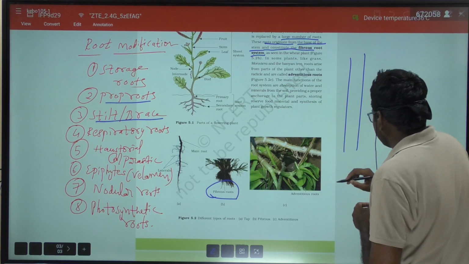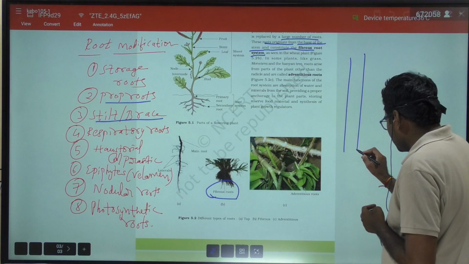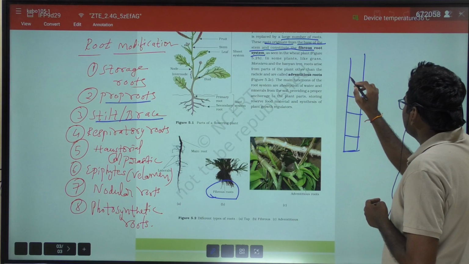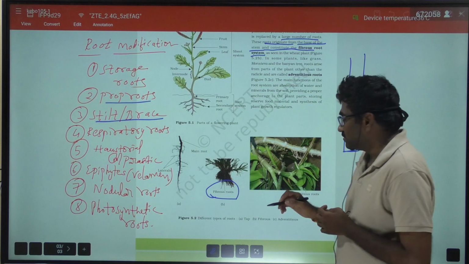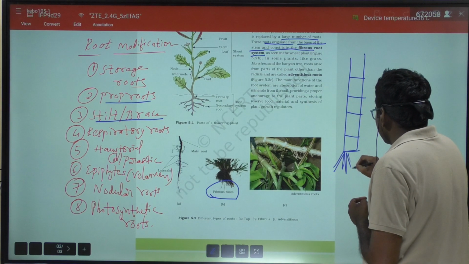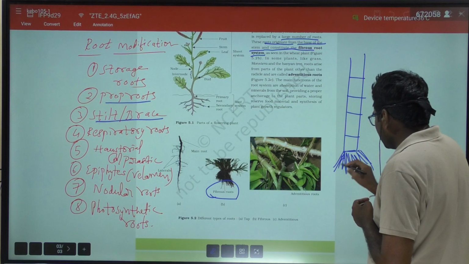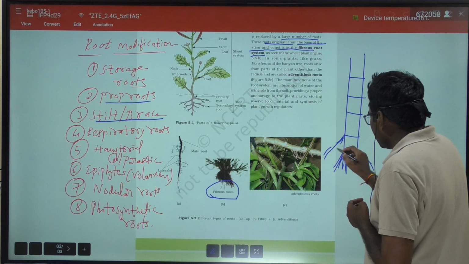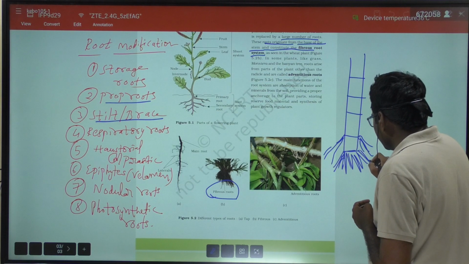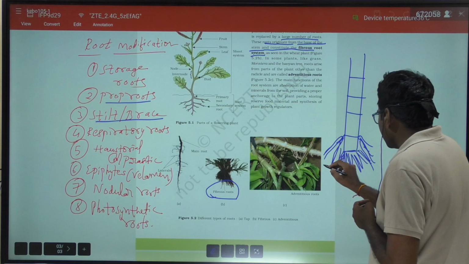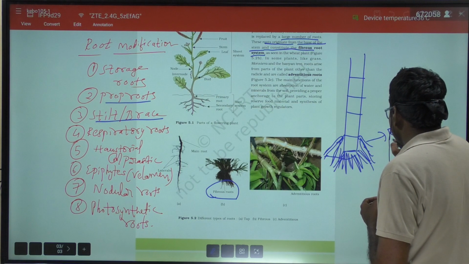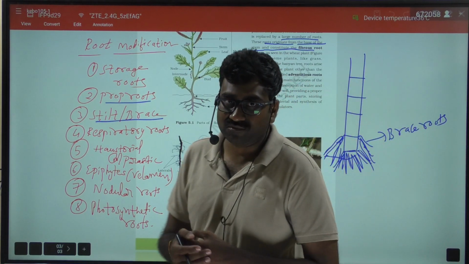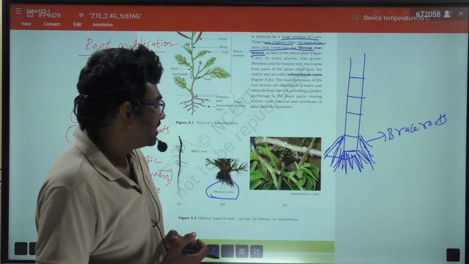this is a maize, and here these are the nodes, and the space between the nodes is known as internodes, and these are the fibrous roots. Especially a large number of roots arise from the lower node of the base of the stem, and these roots are called brace roots, which provide support to the plant. Examples: wheat and maize.